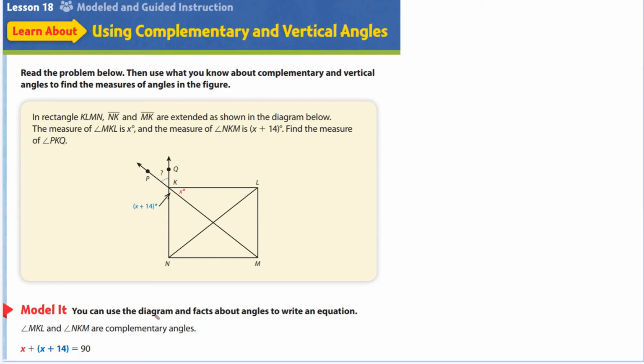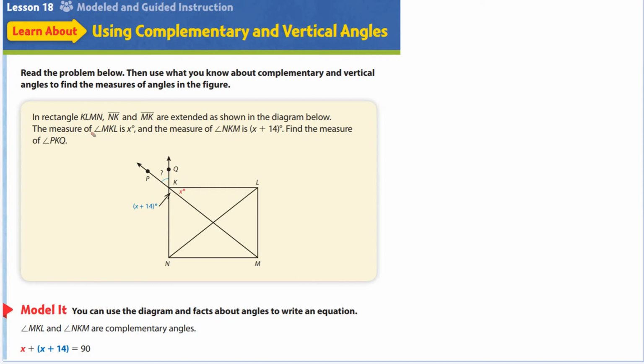Now, let's read the problem below, then use what you know about complementary and vertical angles to find the measures of angles in this figure. In rectangle KLMN, line segments NK, just here, and line segment MK, right here, are extended as shown in the diagram below.